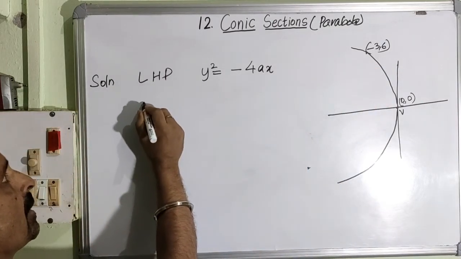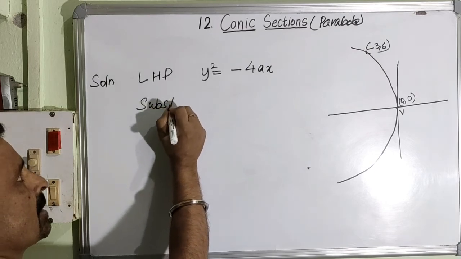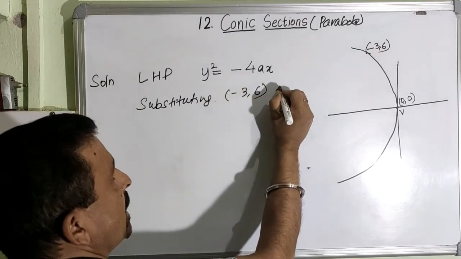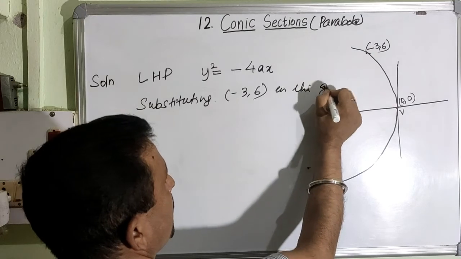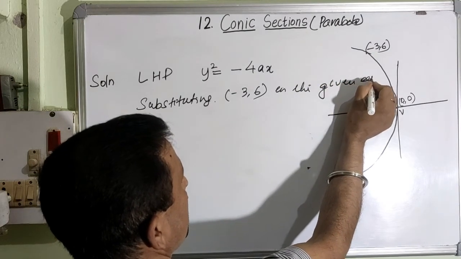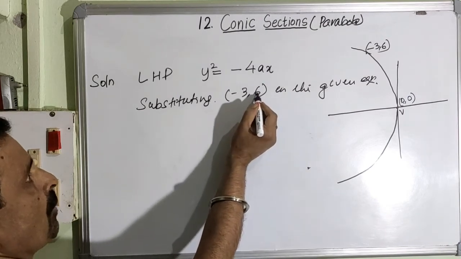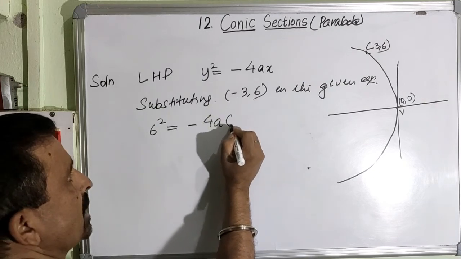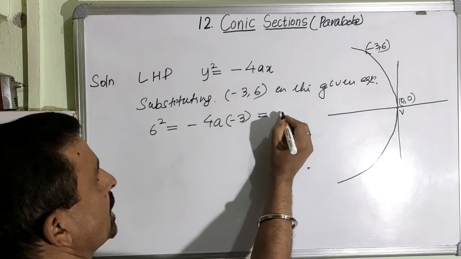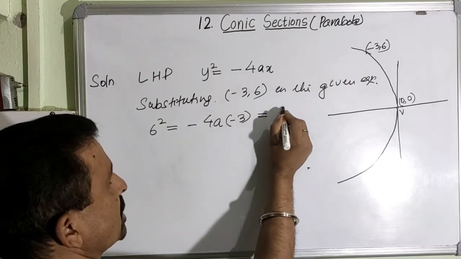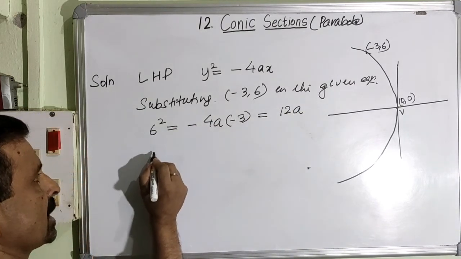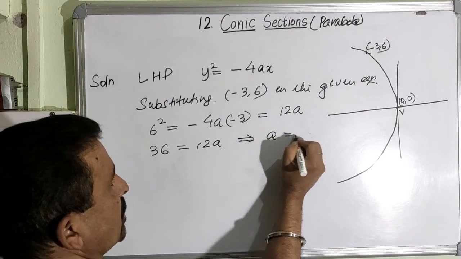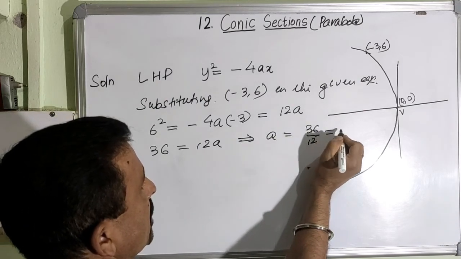So substituting negative 3 and 6 in the given equation, right? Now, here your value of y is 6, so 6 square, minus 4a, and x is negative 3. When we simplify, this negative will become positive, and 4 times 3 is 12, so 12a, and 6 square is 36. 36 is equal to 12a. As a result, your a will be equal to 36 divided by 12, which is equal to 3.